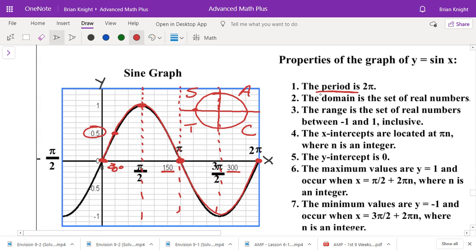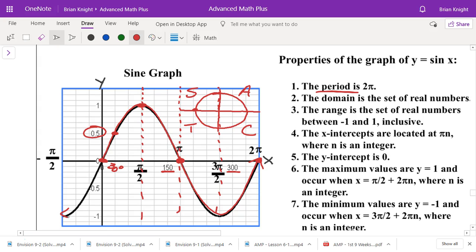Domain is what x can be, right? What can x be here? How far does it go, right? Forever. It goes forever to the right. How far does it go left? Forever. So my domain can be all real numbers.